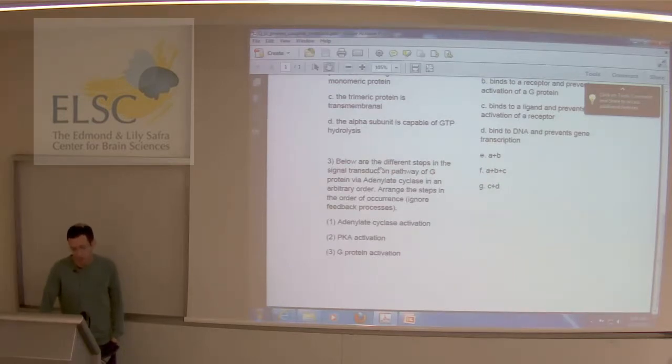Okay, 3. Below are the different steps in the signal transduction pathway of G protein via adenylyl cyclase. That might be a mistake here. In an arbitrary order, you need to arrange the steps in the order of occurrence. So what happened first? What happened last? Number 3, right, G protein activation. Then we have adenylyl cyclase activation, 1, and then 5, increasing cyclic AMP levels, proceeding with PKA activation, number 2, and ending with phosphorylation of targets in the cell. So the whole sequence for this question is 3, 1, 5, 2, 4.